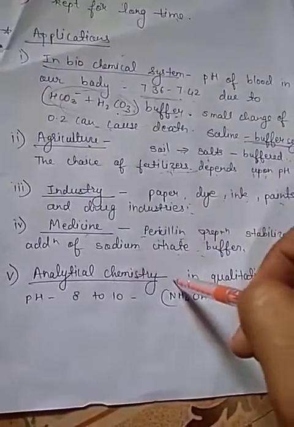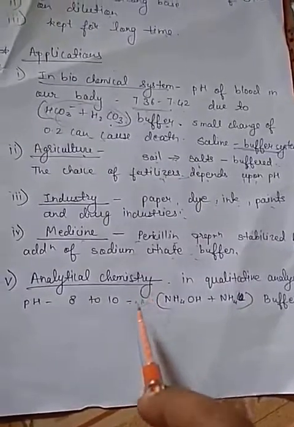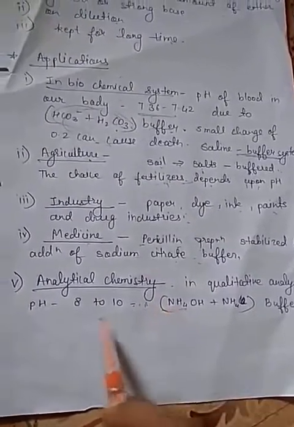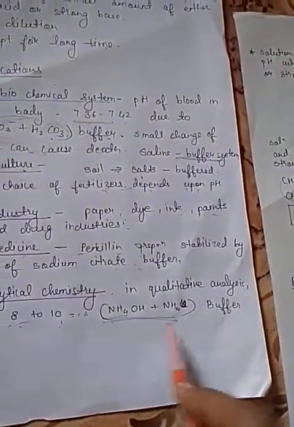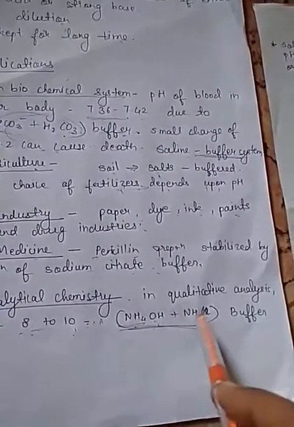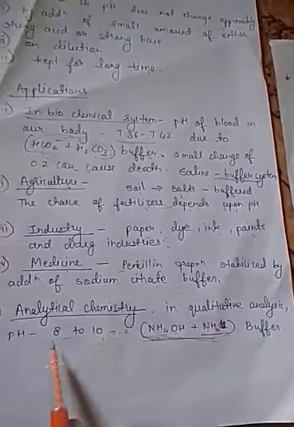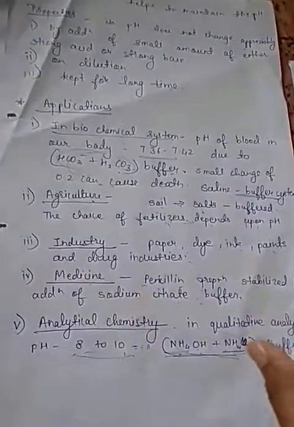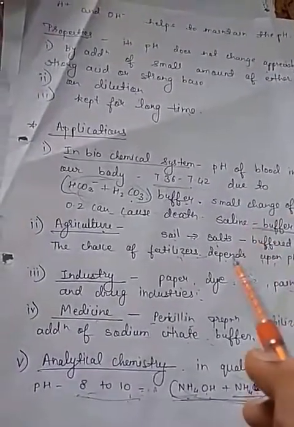In analytical chemistry, we are going to study this in practicals. Whenever we have to detect ions, we have to maintain the pH at 8 to 10. To maintain this pH of 8 to 10, we add a basic buffer, that is NH4OH, a weak base, and a salt of a strong acid, that is NH4Cl. So this buffer is added to maintain the pH in analytical chemistry. These are some of the applications of buffer which we have studied.